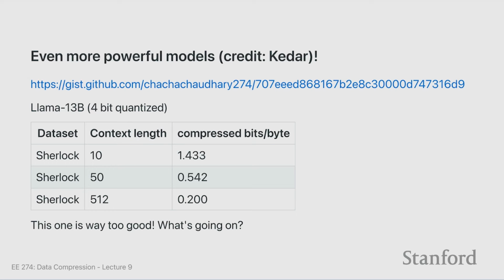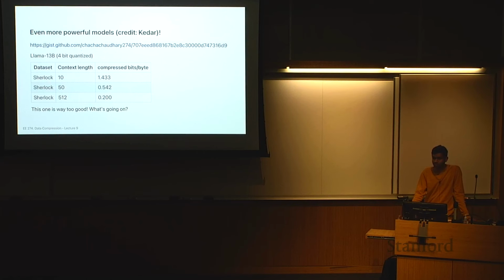Any suggestions? Why is the compression ratio so good for this Sherlock Holmes text on the Llama model? Do you know how the Llama model was created? What did they do to create the model?